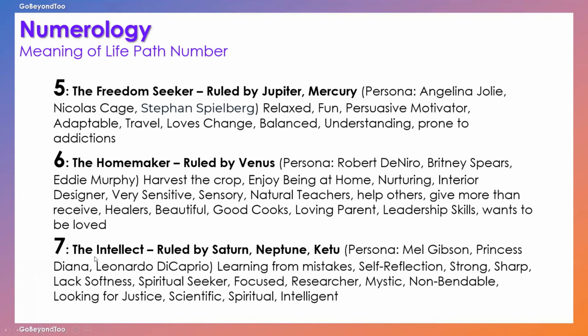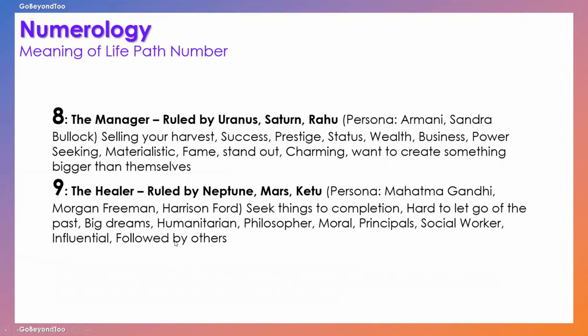Life path number 7. These are the intellectuals. They're ruled by Saturn, Neptune, and Ketu. Their personas we have here are Mel Gibson, Princess Diana, and Leonardo DiCaprio. These people learn from their mistakes. They do a lot of self-reflection. They're strong, sharp, lack softness. They're spiritual seekers. They are focused, researchers, mystics, non-bendable, looking for justice, and they love scientific stuff and spiritual stuff, and they are very intelligent.